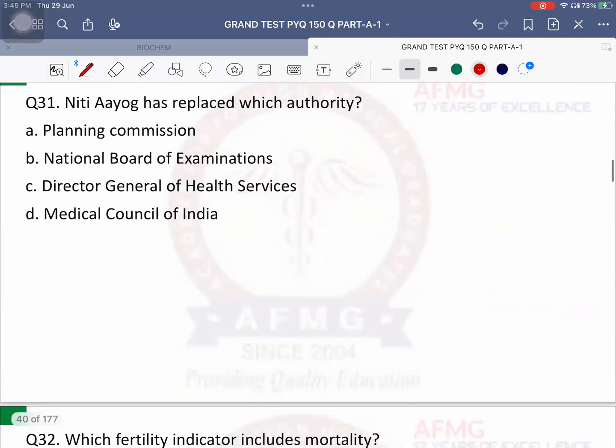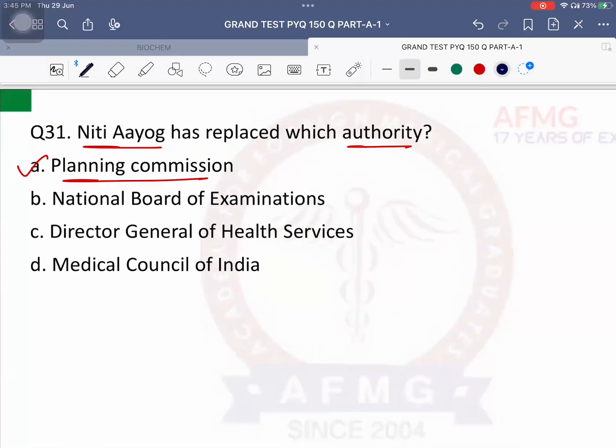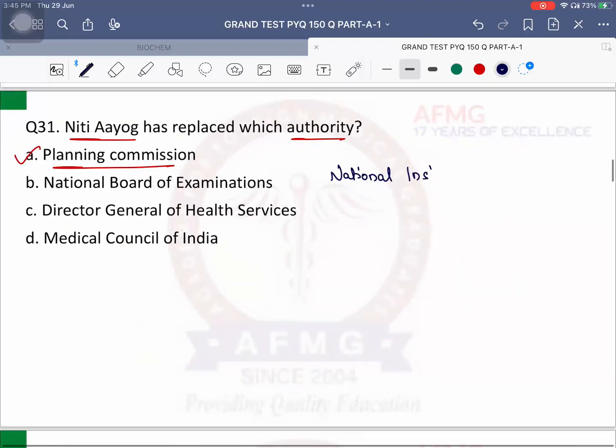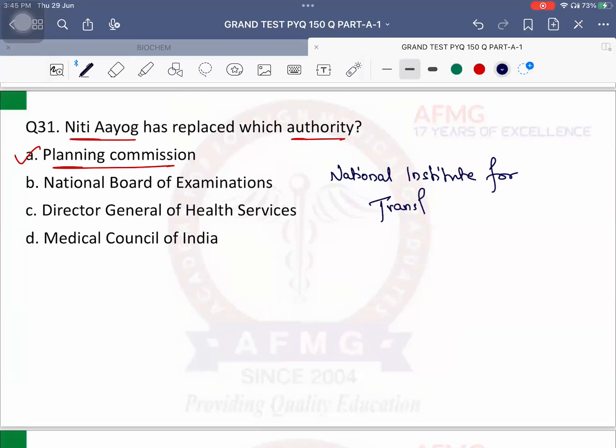Question number 31, easiest one. Niti Aayog has replaced which authority? So we know Niti Aayog has replaced the Planning Commission, okay, from 2014. Important is Niti Aayog का full form पूछा गया है. It is बोलो National... शाबाश. It is National Institute for Transforming India.